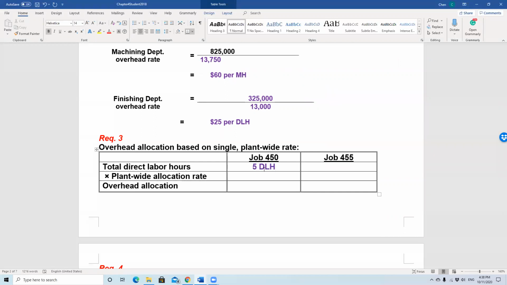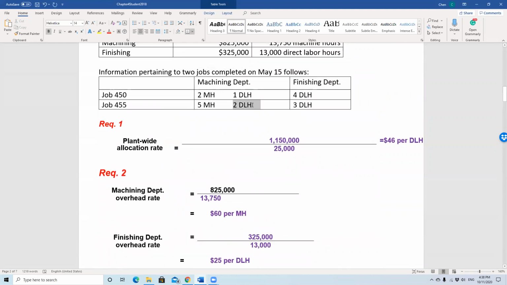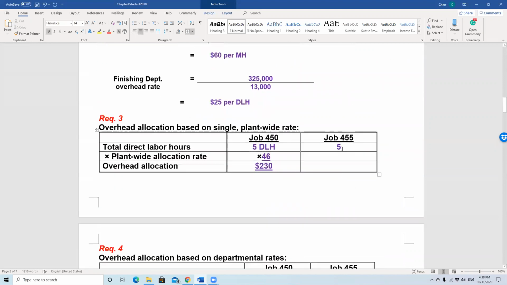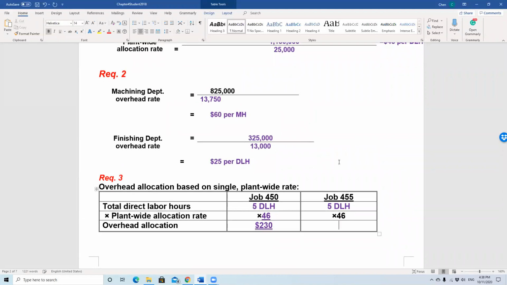And then the plant-wide allocation rate is 46. If we do a multiplication, then this is $220. And then for job 455, we can see 2 direct labor hours for the machine department and 3 direct labor hours for finishing, a total of 5 direct labor hours, times 46 as well. And then the overhead allocation is the same, $230.